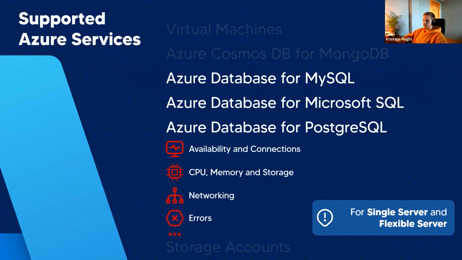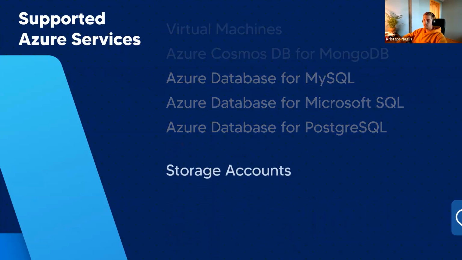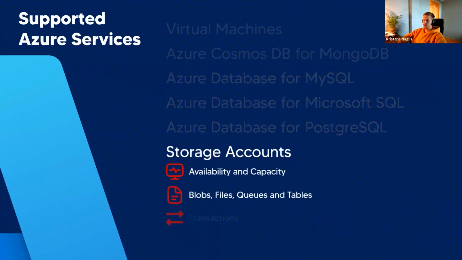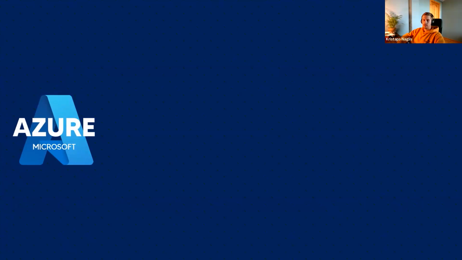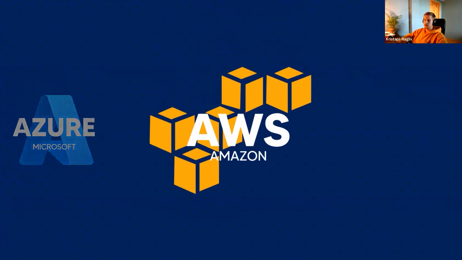These templates are available for single server as well as flexible server. Here you can monitor networking, resources, connections that are going on to these databases, and also errors. And for storage accounts, there are metrics related to your data objects, such as blobs, files, queues, tables, and transactions. For Azure, that's it. The next one we're going to look at is Amazon AWS.